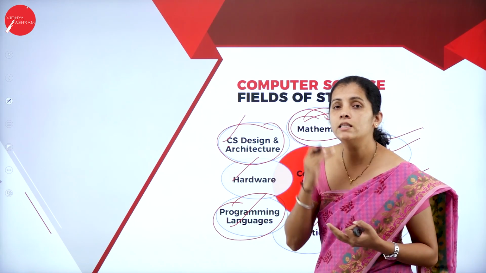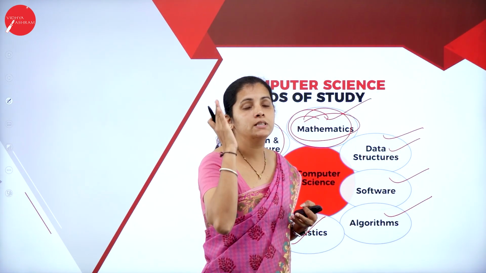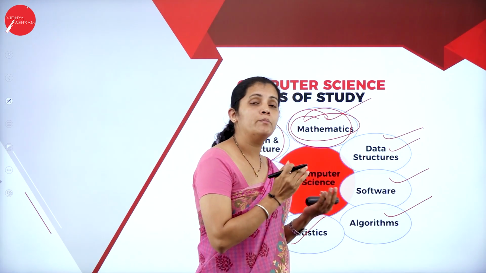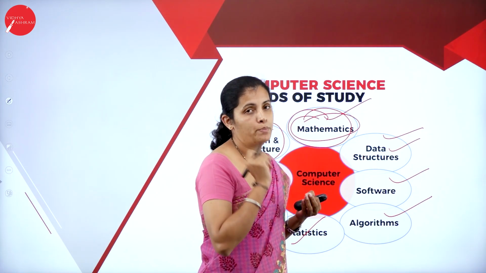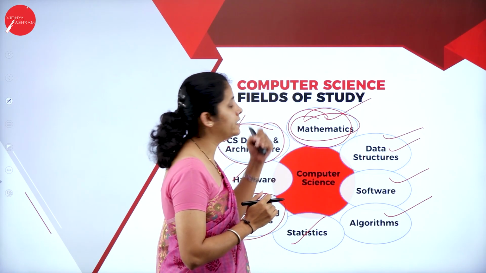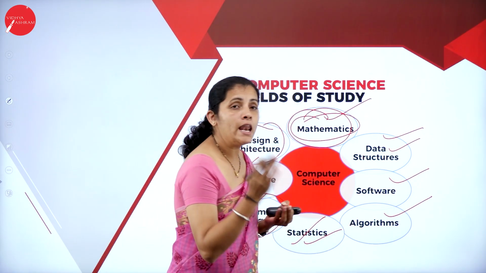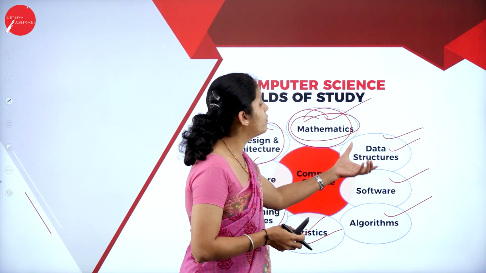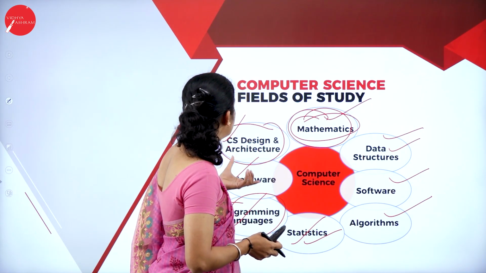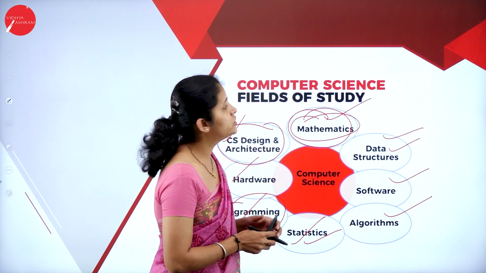That means when I say computer science, it is nothing but the discipline or study of computation as well as computing. So if I say computation as well as computing, then it includes mathematics, then statistics. Along with that, it is the study of data structures, software, algorithms, programming languages, hardware, computer system design and architecture.